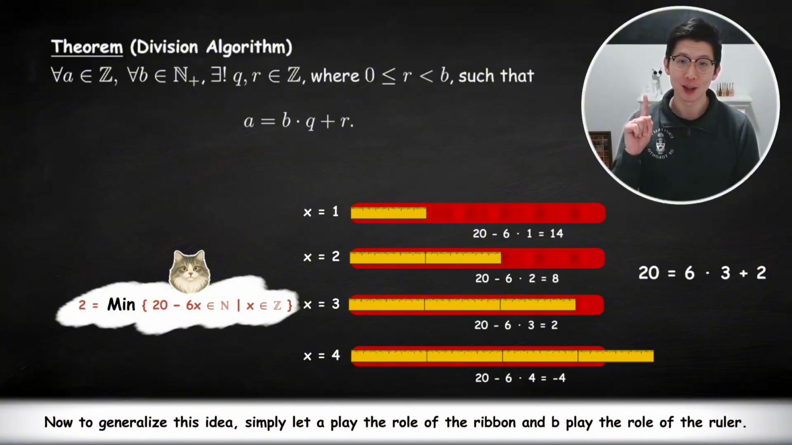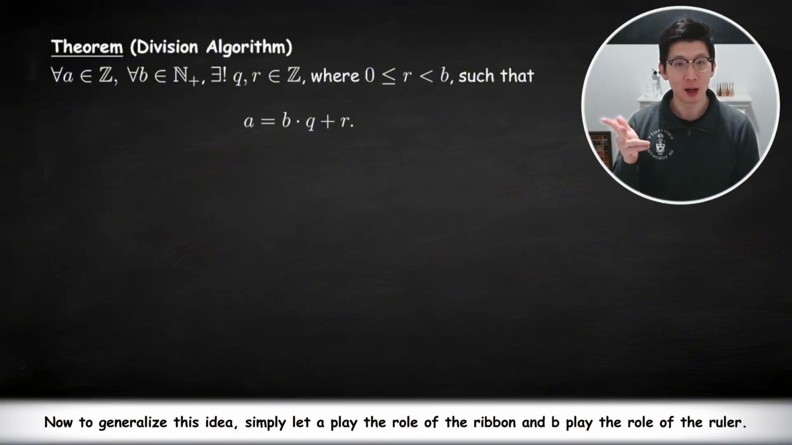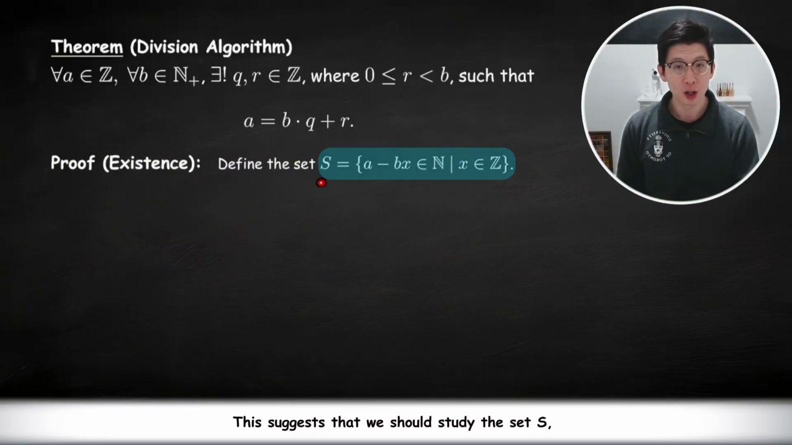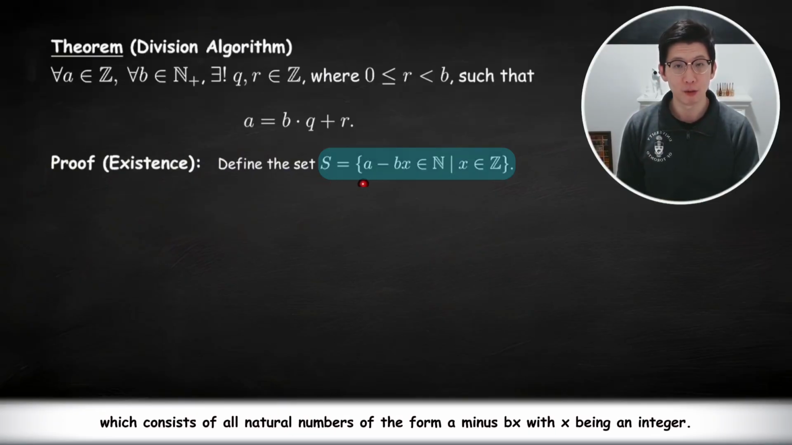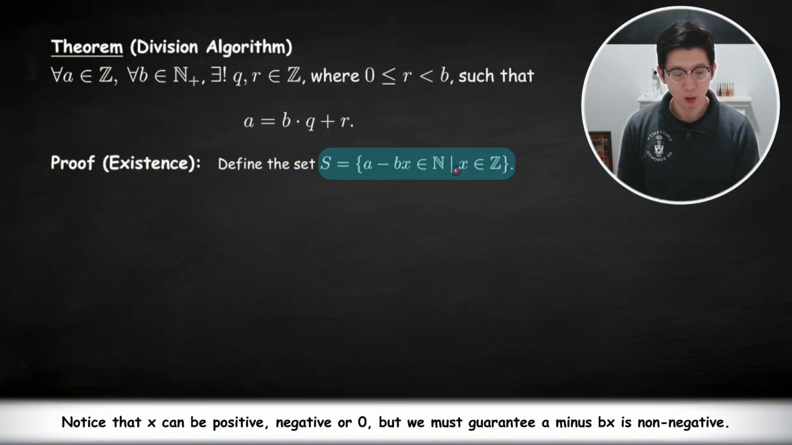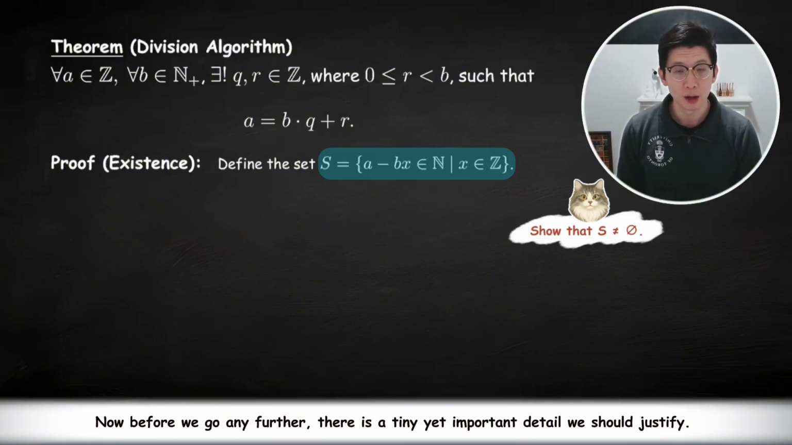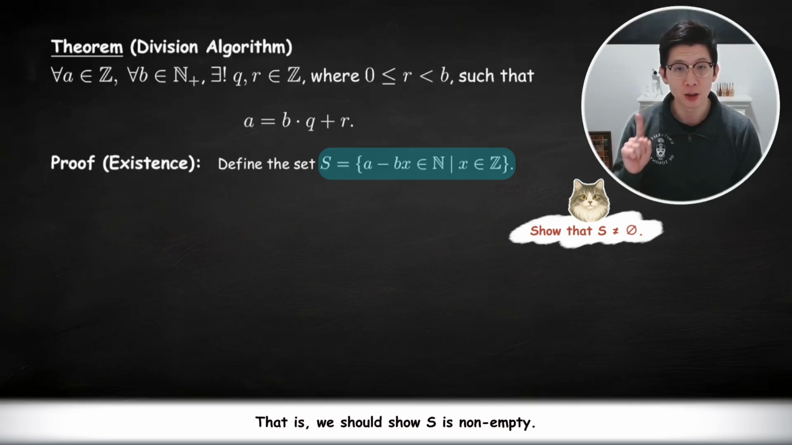Now, to generalize this idea, simply let A play the role of the ribbon and B play the role of the ruler. This suggests that we should study the set S, which consists of all natural numbers of the form A minus bx, with x being an integer. Notice that x can be positive, negative, or 0, but we must guarantee A minus bx is non-negative. Now, before we go any further, there is a tiny yet important detail we should justify. That is, we should show S is non-empty.